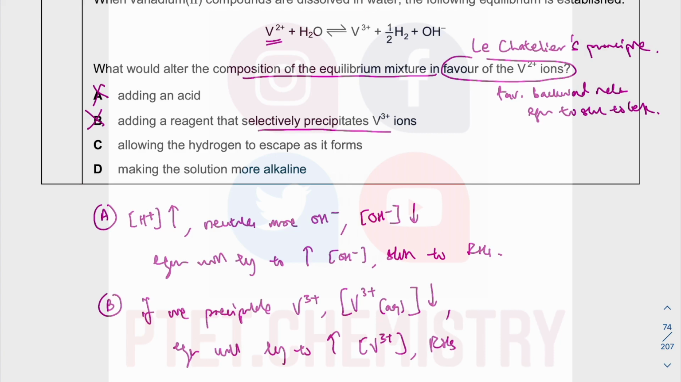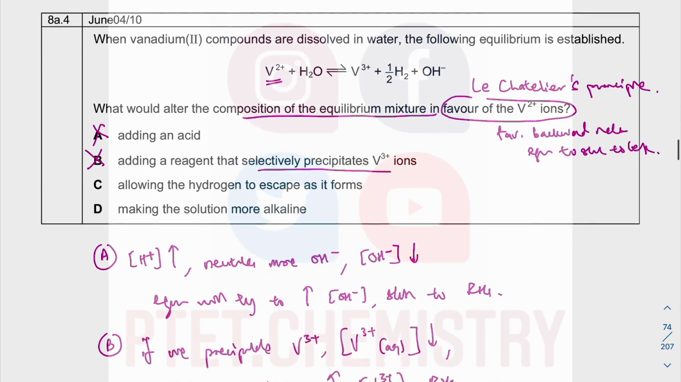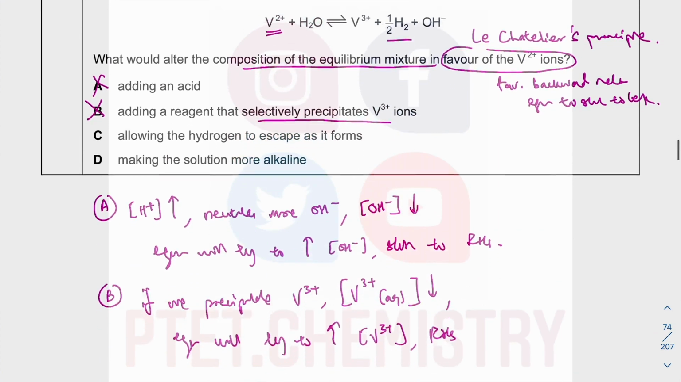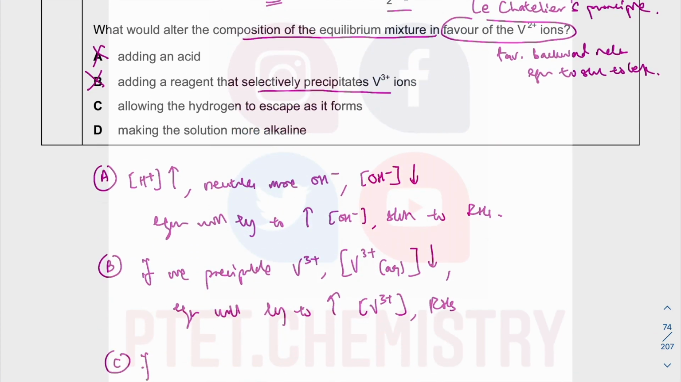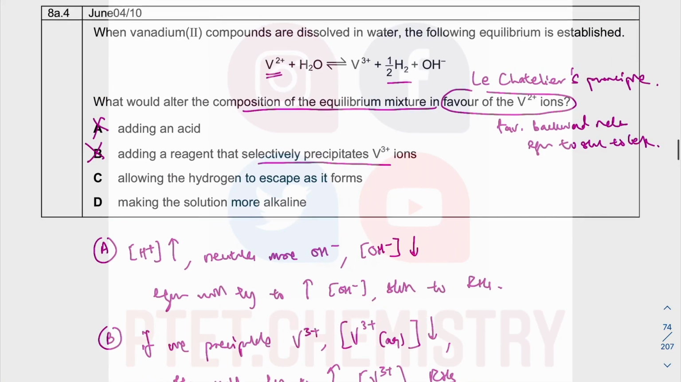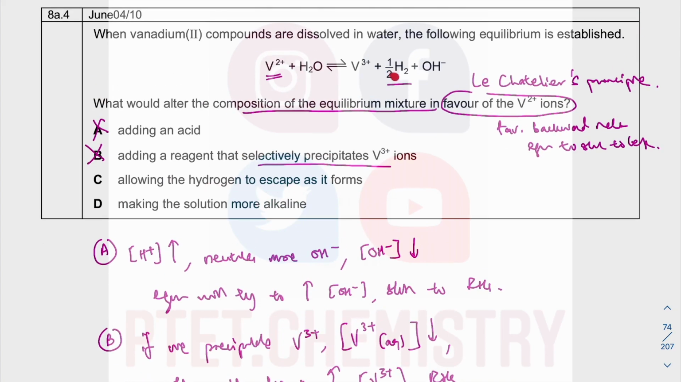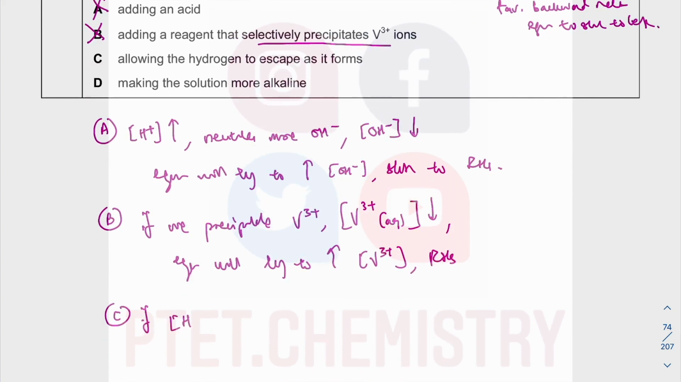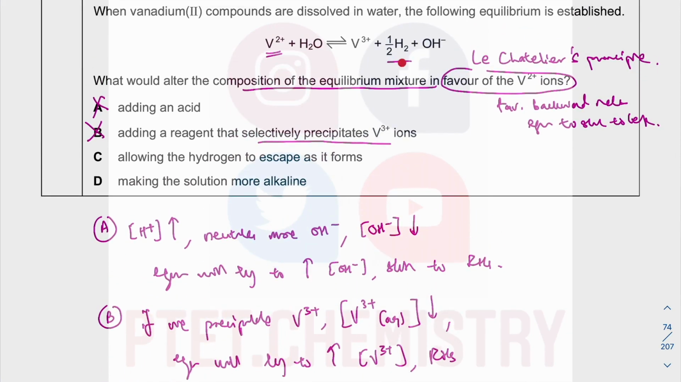All right. Does it produce hydrogen? Oh yeah, it does produce hydrogen. So C, if you allow the hydrogen to escape, that means the concentration of H2 will go down. What will the equilibrium do? The equilibrium will try to produce more hydrogen to try and increase the concentration of hydrogen at equilibrium. Again, it will shift to the right hand side, which only means the only option must be D.